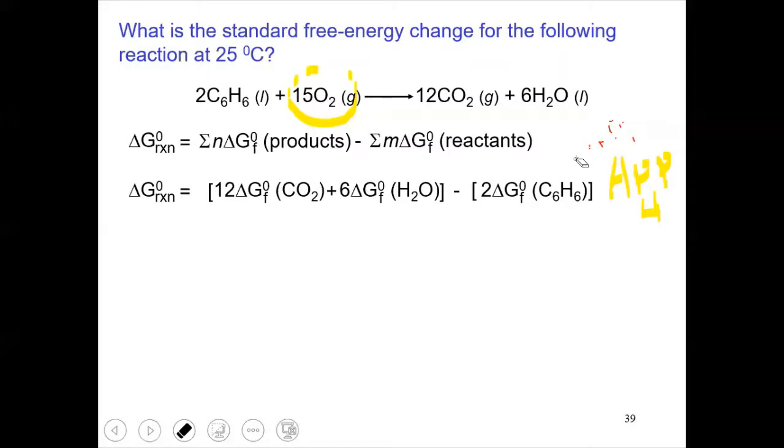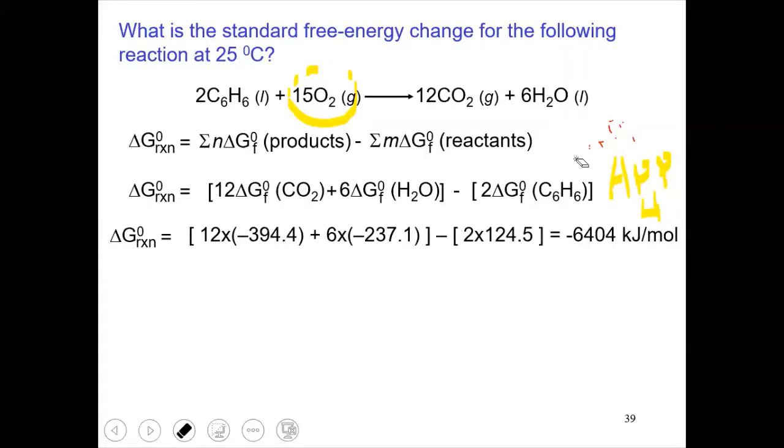It may be actually that the values that I'm going to put in here are not exactly the ones in there. I may have gotten these from a different source. Always remember, whenever you get these numbers, there's going to be some variation depending on the source. So CO2 is minus 394.4 kilojoules per mole. Water liquid is minus 237.1. Benzene is 124.5, which gives me a total of negative 6,404 kilojoules per mole. At least that's what I have here.